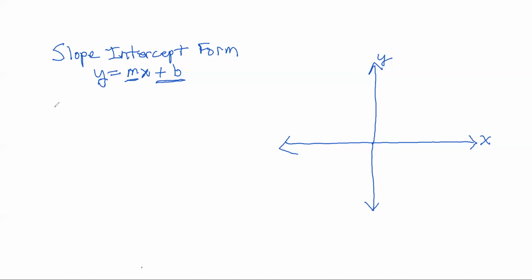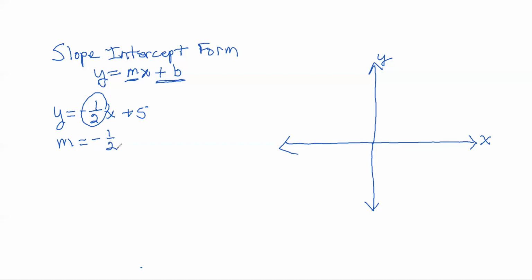So let's do an example. So we have y equals negative 1/2 x plus 5, okay? So first of all, when I have it this way, I look at it and I say, oh, it's already in slope-intercept form, y equals mx plus b. So now I need to figure out what is my slope. Well, my slope is everything that's in front of the x. So in this case, negative 1/2.